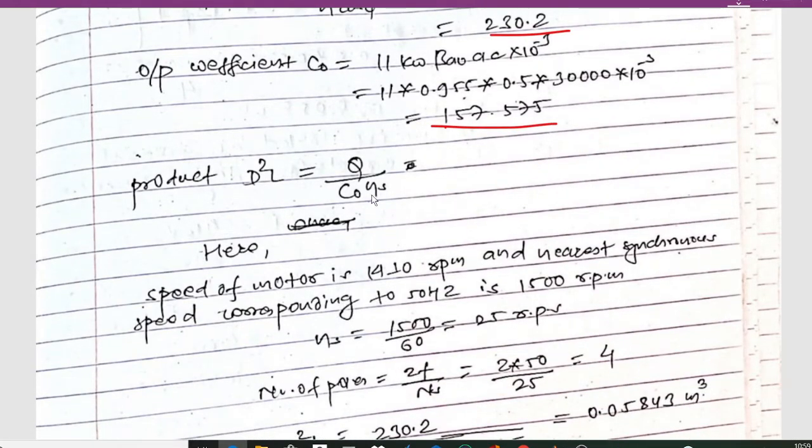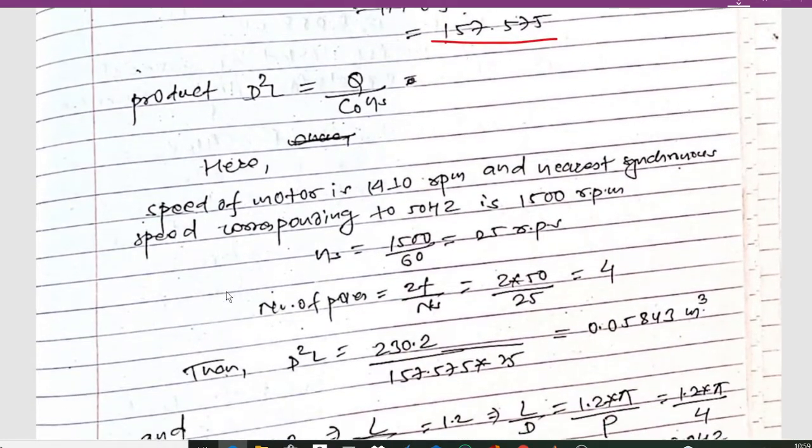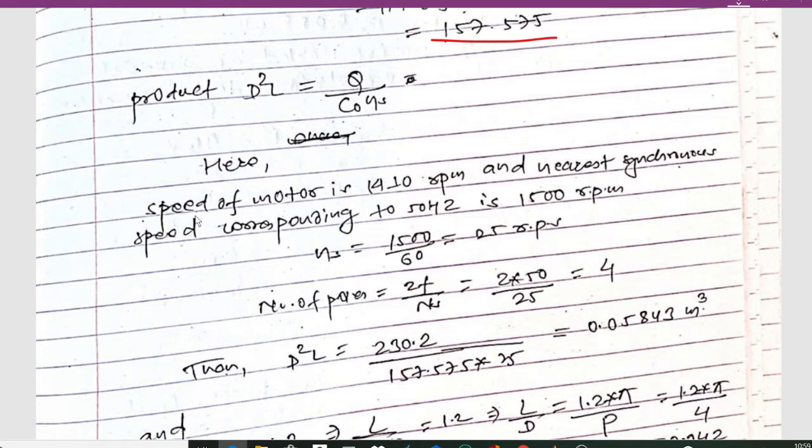And the product D square L is given as Q upon C naught into NS. Before calculating D square L, we first need to calculate the speed of motor, NS. The speed of motor is given as 1410 RPM, and the nearest synchronous speed corresponding to 1410 is 1500 RPM. So NS will be 1500 upon 60, which gives 25 RPS.